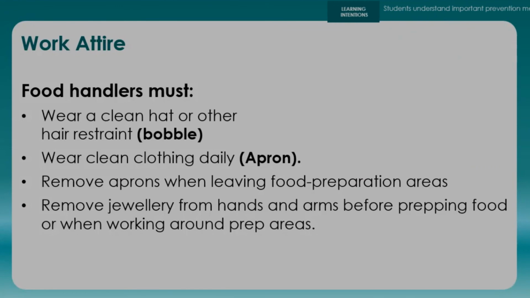So a food handler should wear either a hat or another hair restraint. In our kitchens we wear bobbles if you've got long hair. Keep it back, away from the shoulders and away from the food. A top knot, anytime you bend over, will end up in the food, so your hair should be lower back at the nape of your neck in a bobble and then trapped into the hoop of your apron. Food handlers should wear clean clothing daily, so there's a clean apron every day. They should remove their aprons when they're leaving the food preparation areas, and they should remove jewellery from their hands and arms before prepping food or working around food preparation areas.